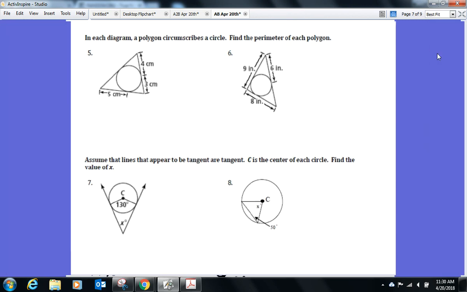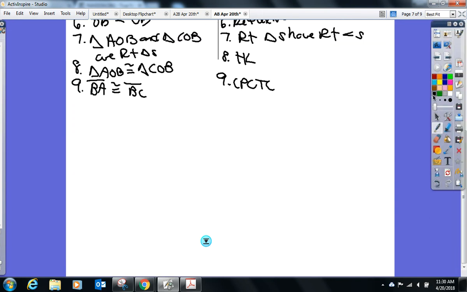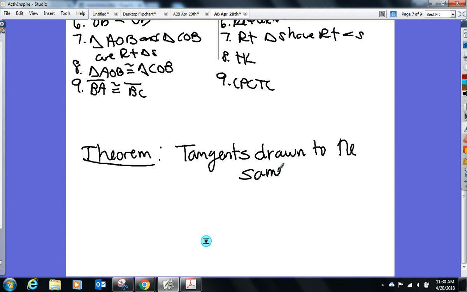I think I need to go back. I guess I didn't copy the text box, but here is the theorem down below. What are those, BA and BC? They're tangents, right? And they're drawn to the same point, B. Everyone agree? They're drawn to the same point. So here's our theorem. Tangents drawn to the same external point, meaning a point outside the circle, yep, the same external point, are congruent.